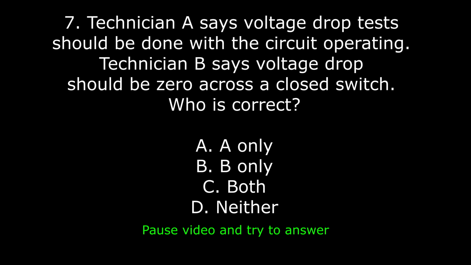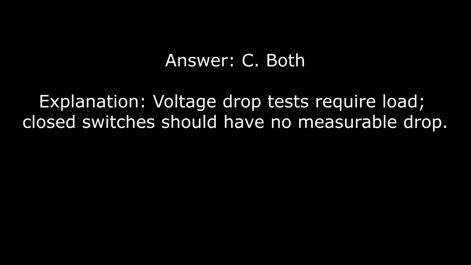7. Technician A says voltage drop tests should be done with the circuit operating. Technician B says voltage drop should be 0 across a closed switch. Who is correct? A. A only. B. B only. C. Both. Or D. Neither. Answer: C. Both. Explanation: voltage drop tests require load. Closed switches should have no measurable drop.